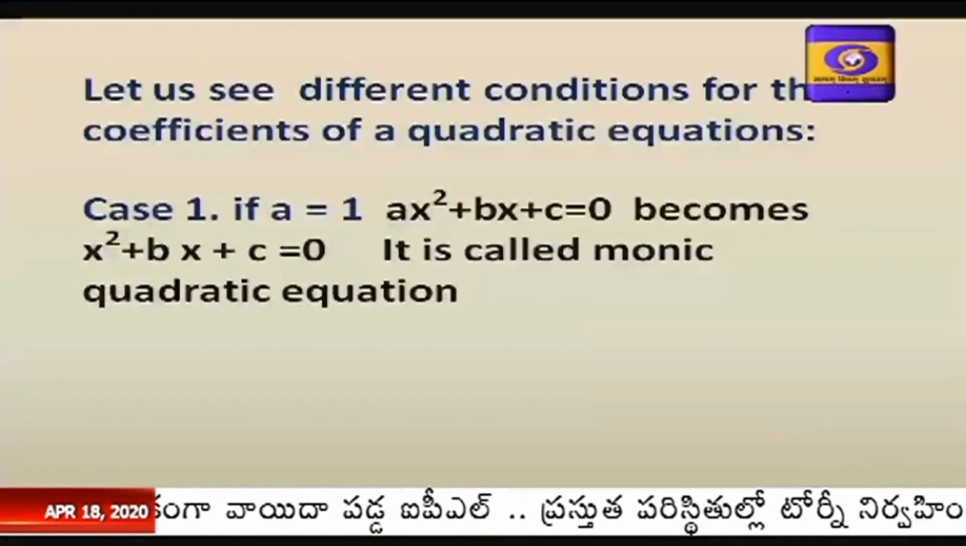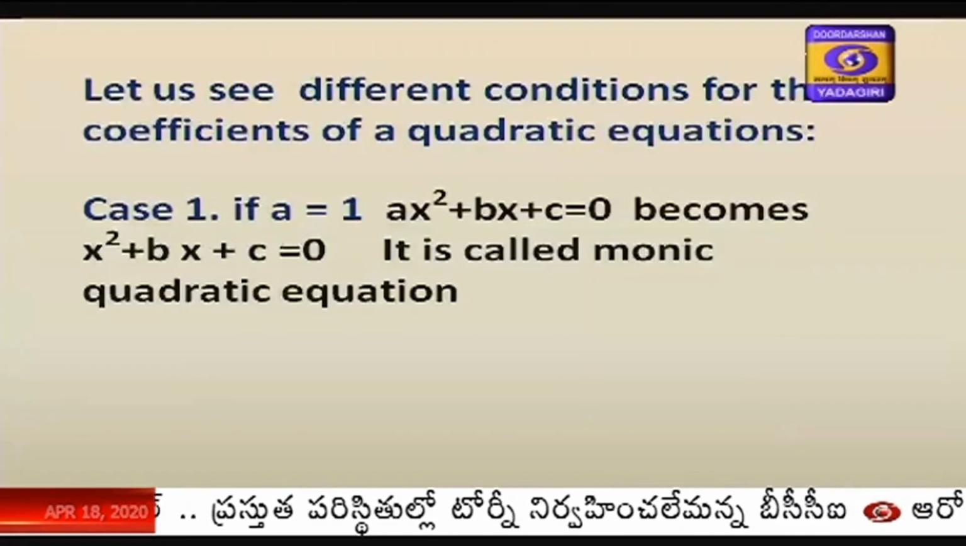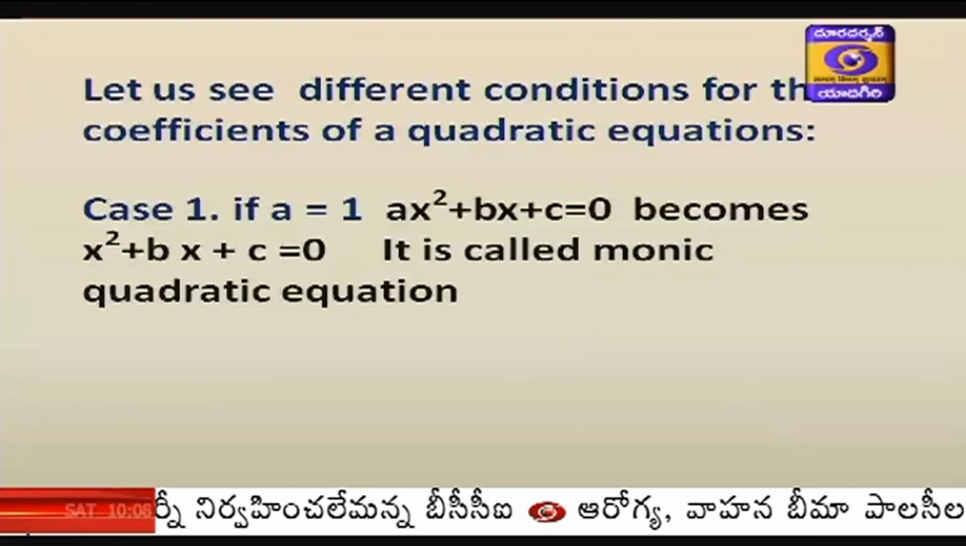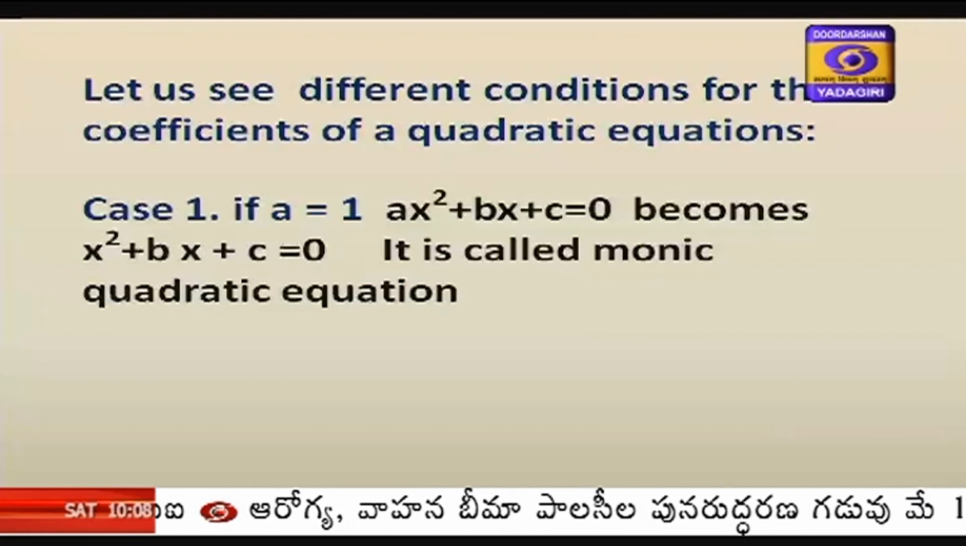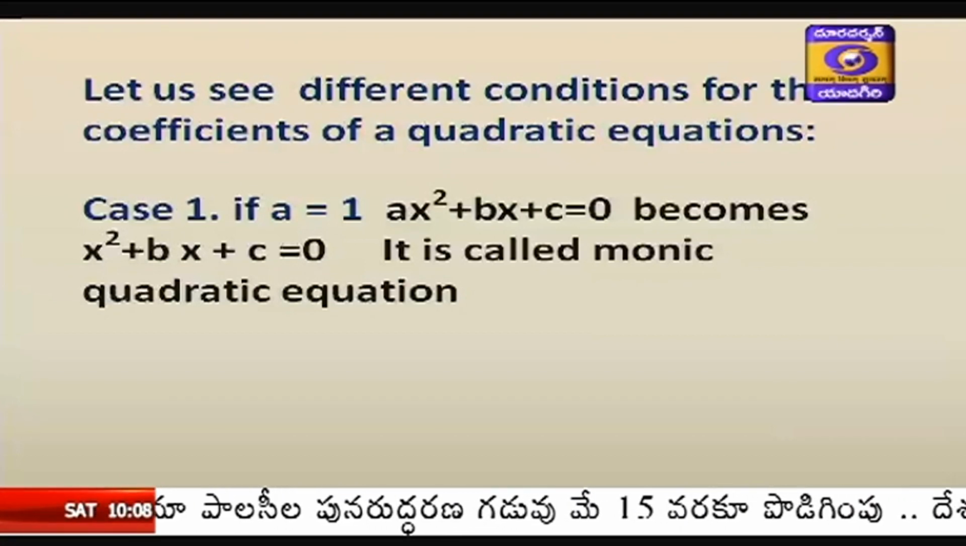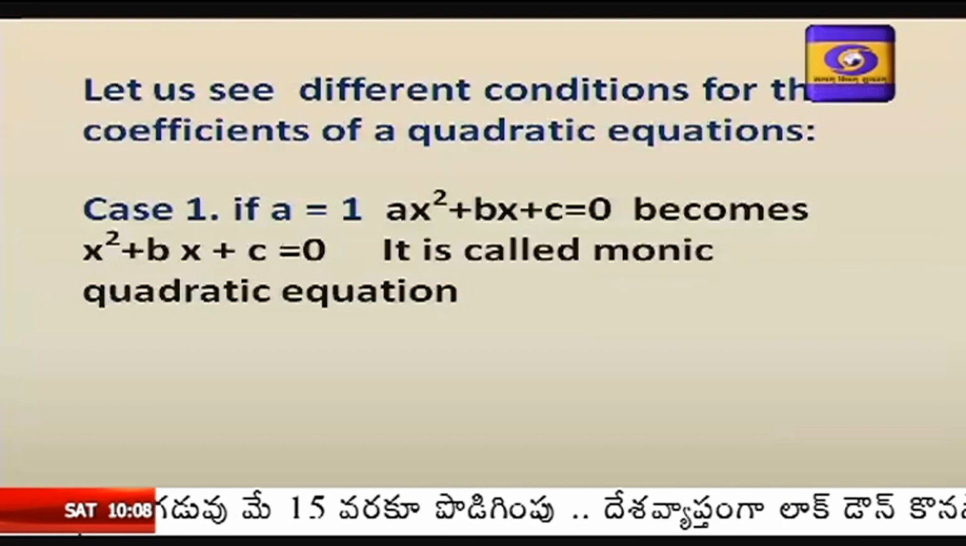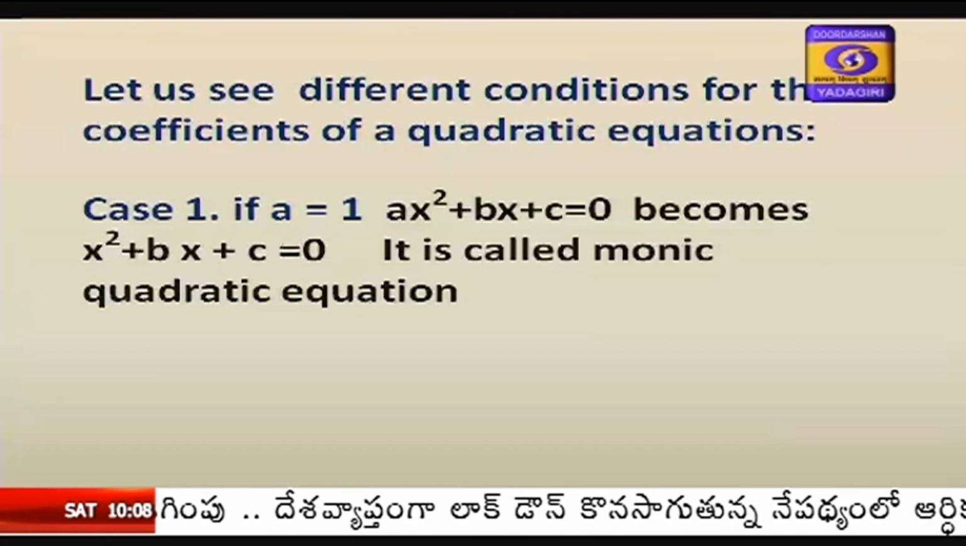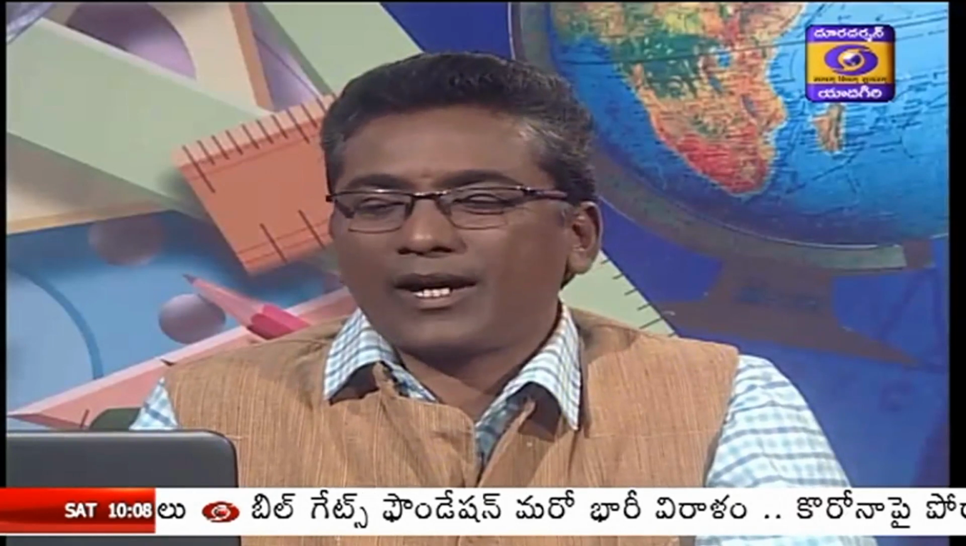Let us see different conditions for the coefficients of x² and x and the constant in the given quadratic equation. Case 1: if a = 1, ax² + bx + c = 0 becomes x² + bx + c = 0. It has a special name. Do you know what it is? This is called a monic quadratic equation.